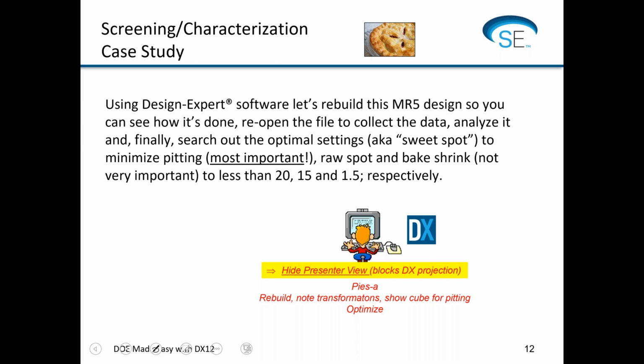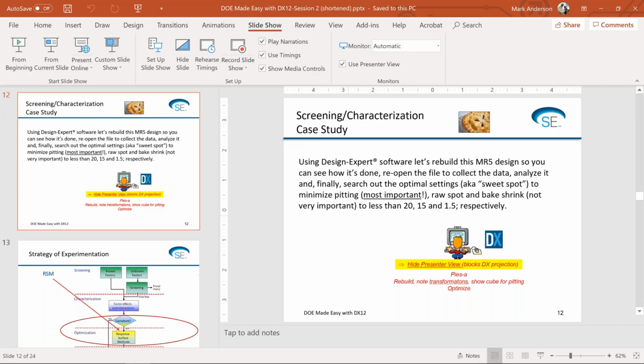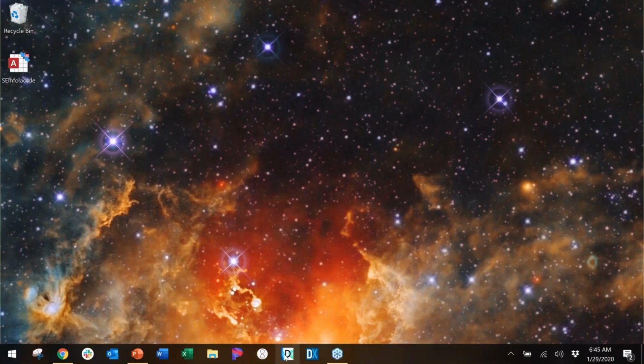So now using Design Expert, let's rebuild this design so you can see how it's done. And they actually had 2 other things they wanted to work on besides the pitting, which was most important. Also, the raw spot and bake shrink needed to be managed, and they couldn't be above anything more than 15 and 1.5 respectively. So let's see if we can pull up Design Expert. I'm going to escape out of this slide and pull up Design Expert.